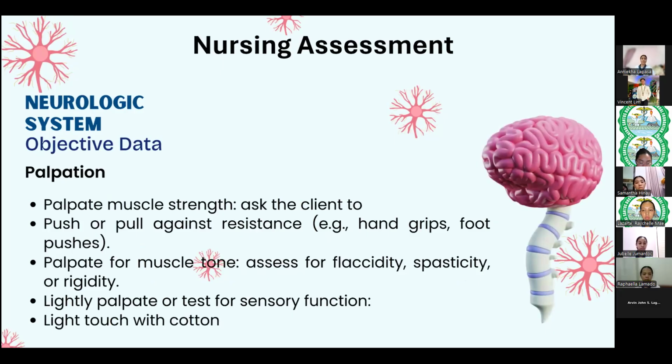For palpation, we're going to palpate muscle strength. Ask the client to push or pull against resistance, for example, hand grips and foot pushes. Palpate for muscle tone, which assesses for flaccidity, spasticity, and rigidity. Next, lightly palpate or test for sensory function, which is light touch with cotton.